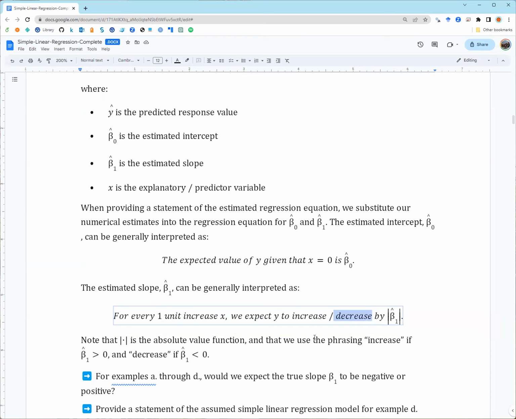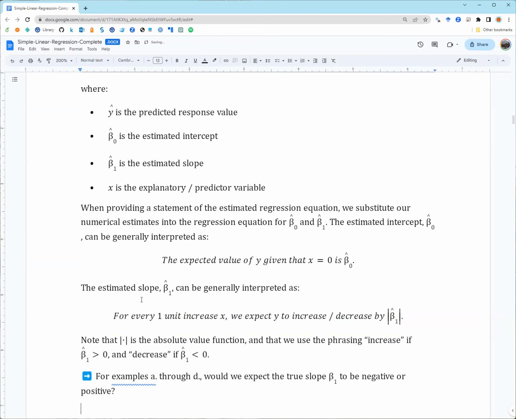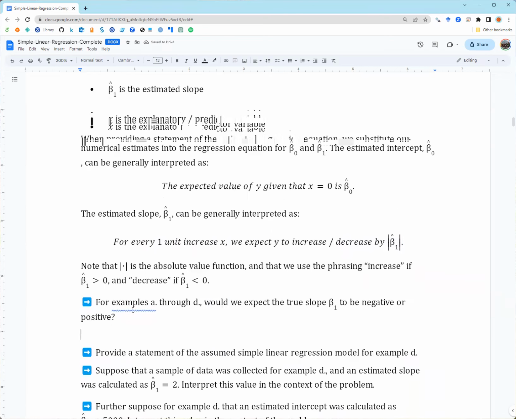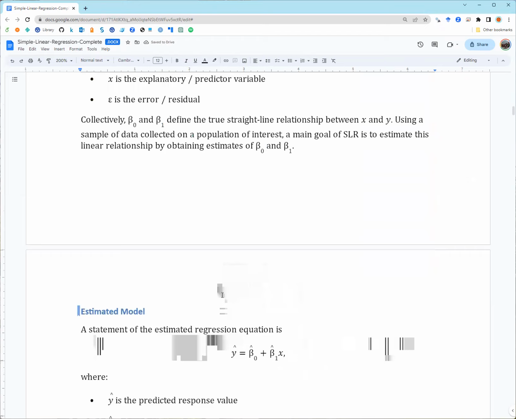So let's think about, for each of the examples that we looked at before, examples A through D, if we would expect the true slope to be positive in the population of interest, or if we would expect it to be negative or 0. It could be 0 maybe.